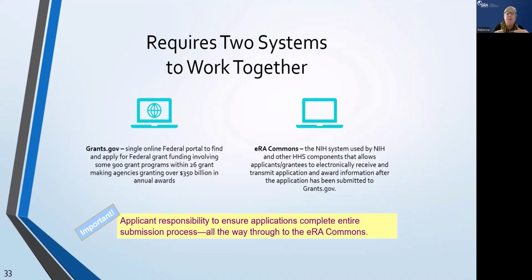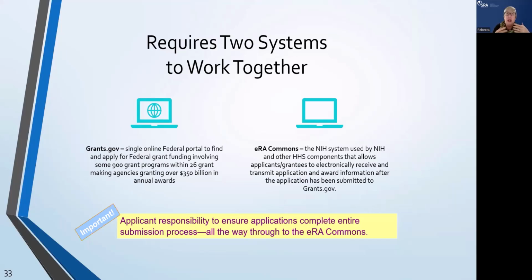Like all, well, not all, the federal government uses electronic research administration with grants.gov. But for NIH grants, there are two different systems that have to work together. There's grants.gov, and the application actually comes into grants.gov. But there's also the second system called the eRA Commons, and it's NIH's system.